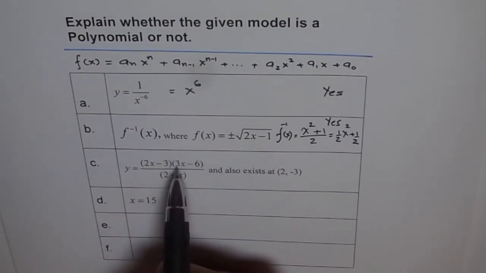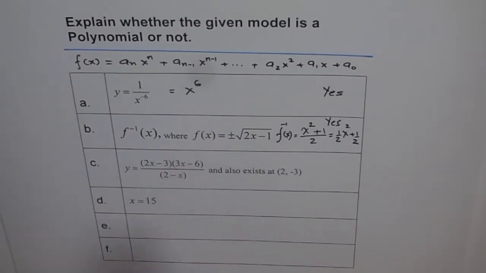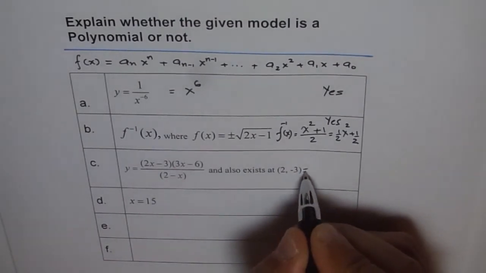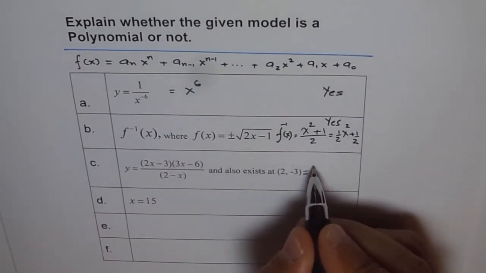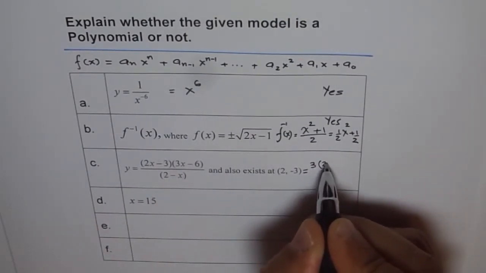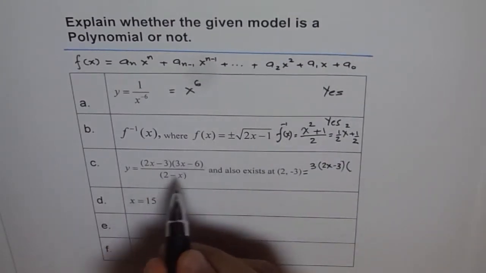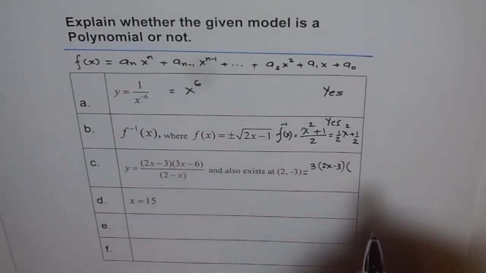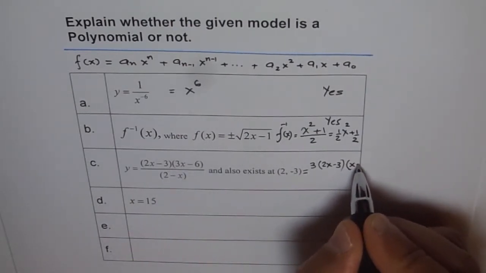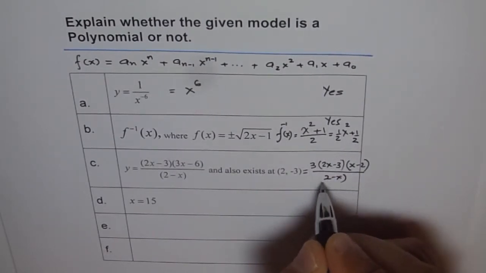So you can take 3 common. If you take 3 common here, then what happens? I'll write 3 first and write 2x minus 3. And within brackets, because I took 3 common, we can do x minus 2 over 2 minus 6.